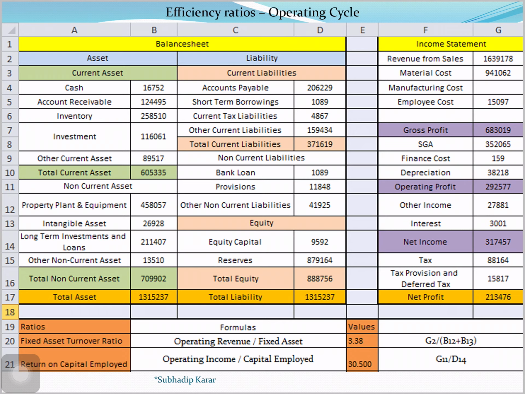You can see how to calculate it. It is calculated as operating income over the capital employed. Here in this case it is 30.5. That means 30.5. It means that the company has a capital value which is 30 times its operating income.